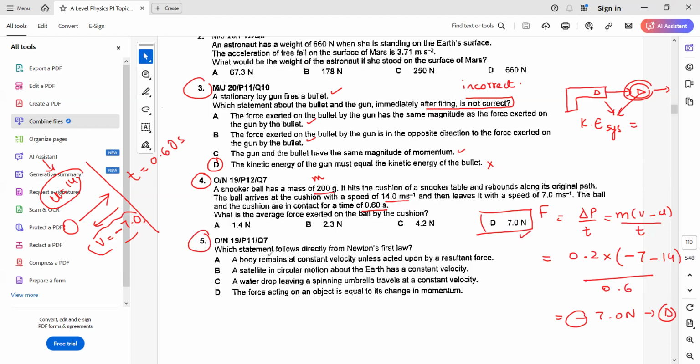Question number 5. Which statement follows directly from Newton's first law? A body remains at constant velocity unless acted upon by a resultant force. That seems pretty much close to the first law, because it says in the first law that a body at rest remains at rest, or a body in motion continues its motion unless there is a resultant force or an unbalanced force acting on it. So 5A is fine. Is this understood to all of you?